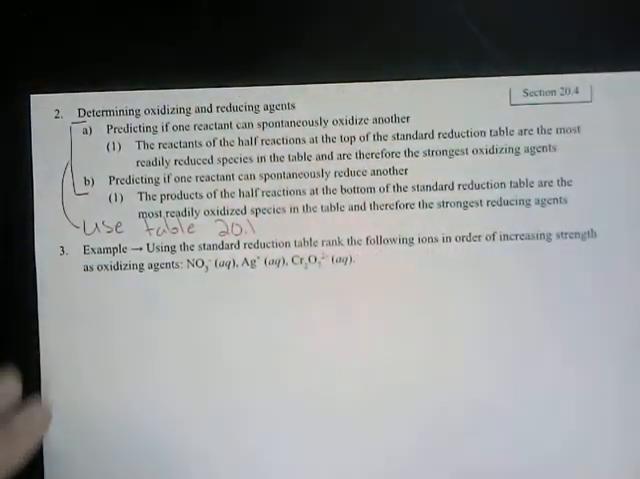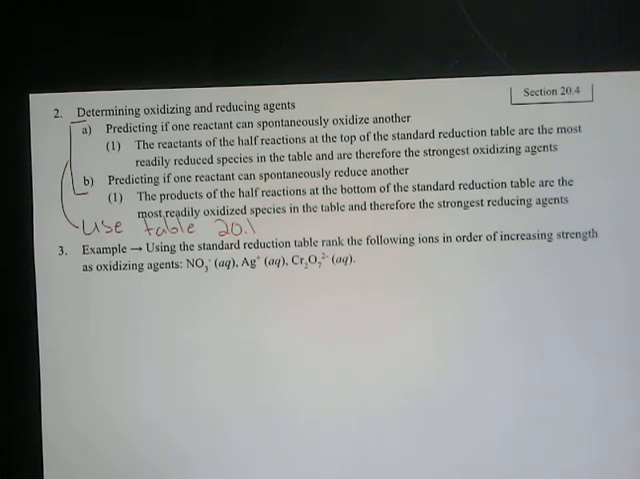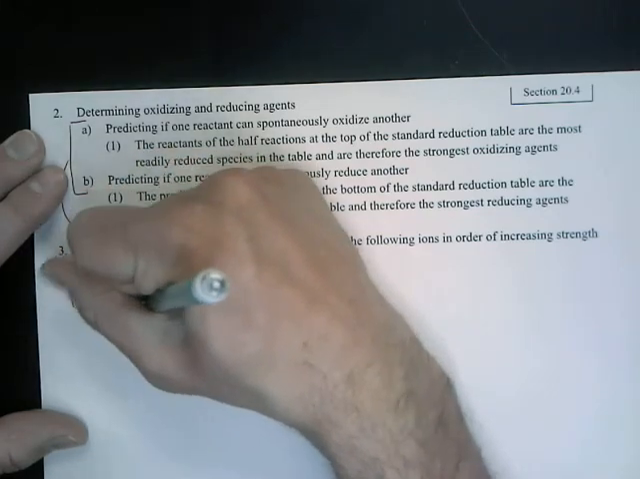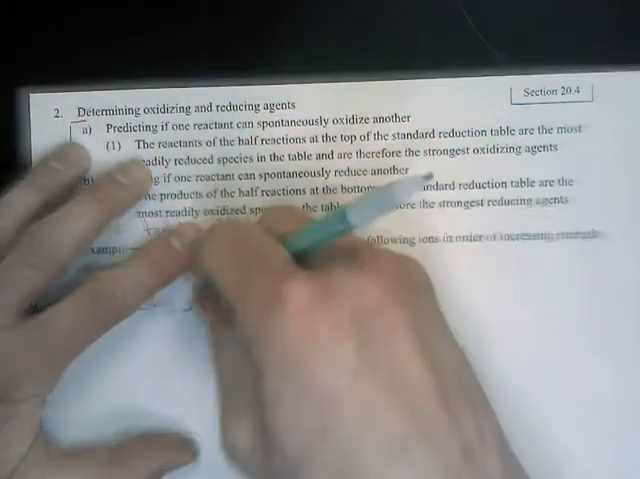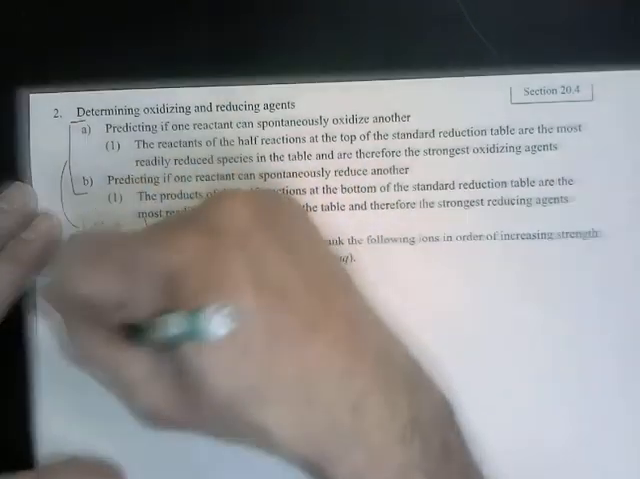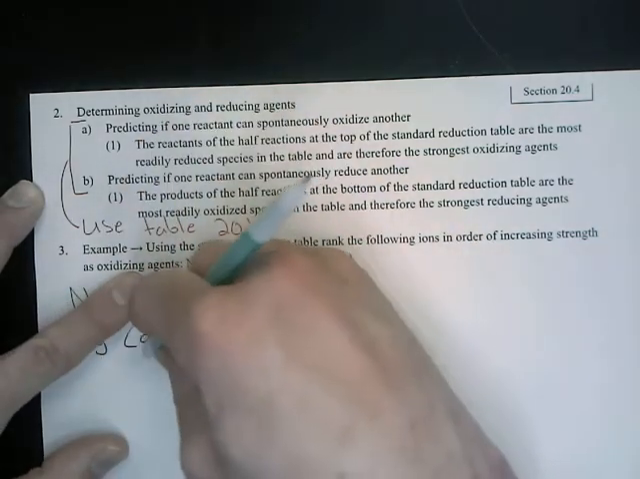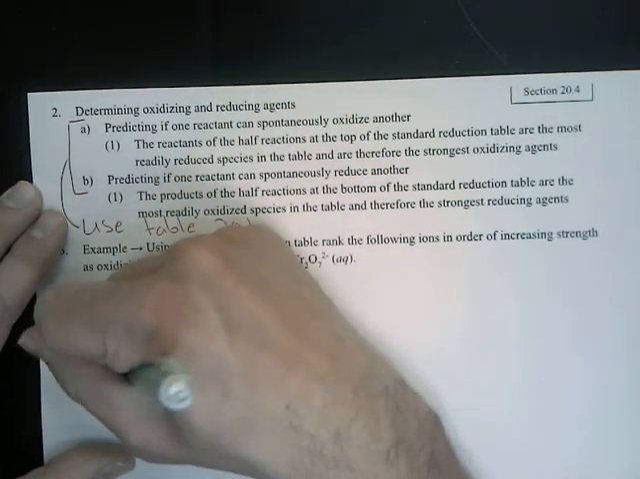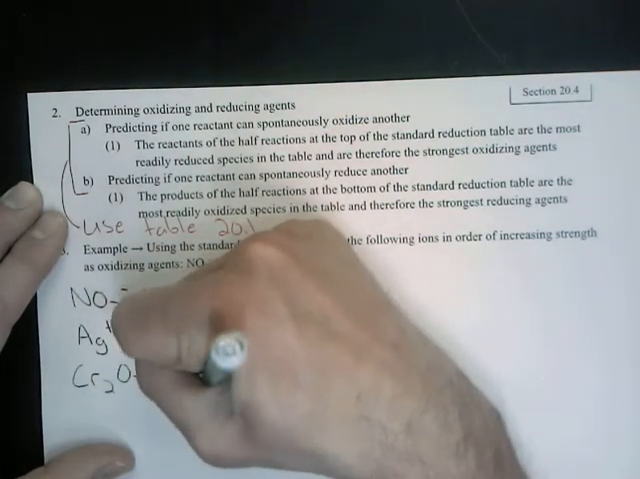Use table 20.1 for these purposes. It says, using the standard reduction table, rank the following ions in order of increasing strength as oxidizing agents. The first thing I'm going to do is list each of these substances. I'm going to have NO3 minus, and I'm going to leave it blank. We'll look that up in a second. I'm going to have silver ion, Ag plus, aqueous. And then we'll have our dichromate, and we'll look these values up. Again, all I'm going to do is look for each of these substances.